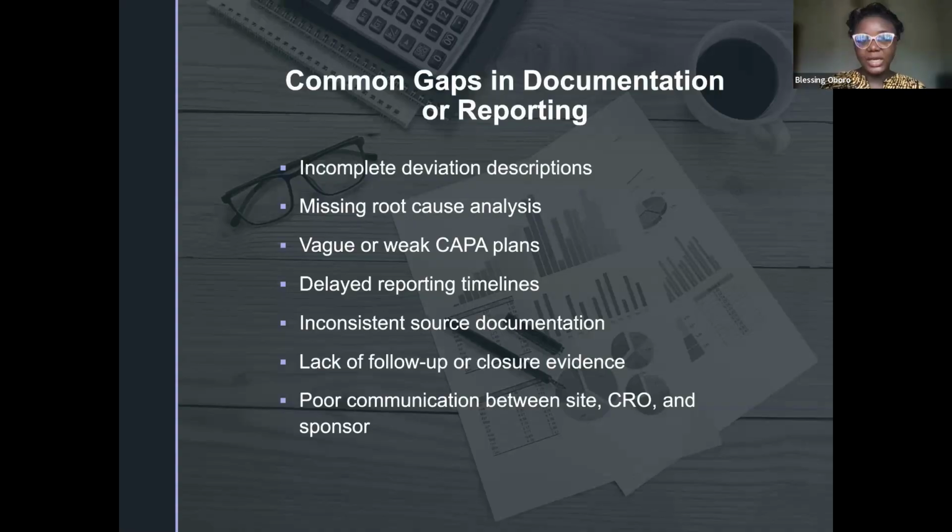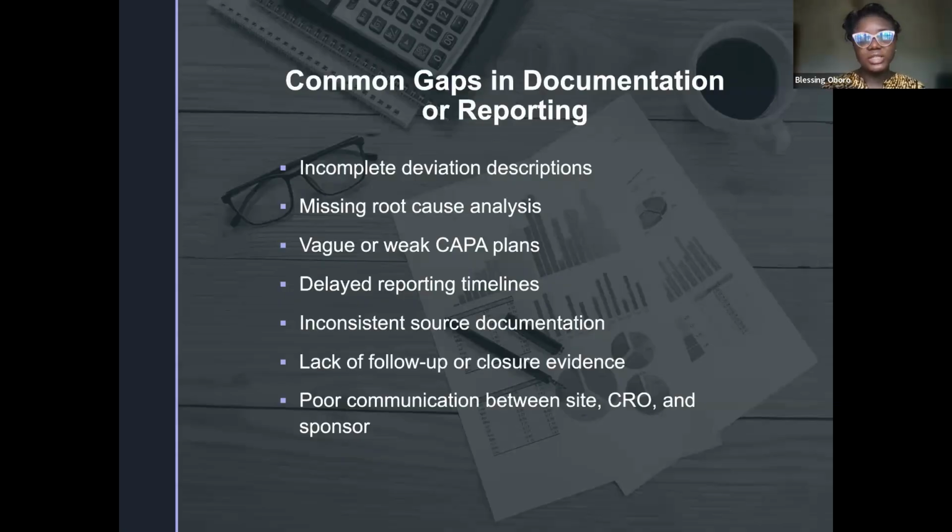Vague or weak CAPA plans, delayed reporting timelines. Immediately you take note of any deviation, you have to report it. Inconsistent source documentation. So you have something written, like let's say looking through the lens of a CRA, you review the EDC while you are not on site because the EDC is probably what you have access to. You can't take the source documents home.